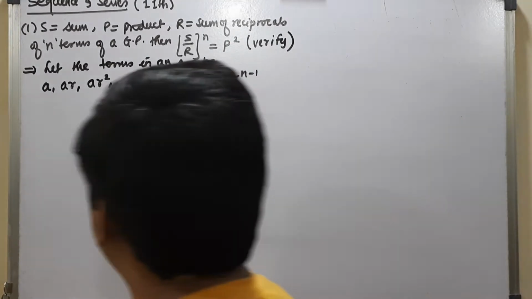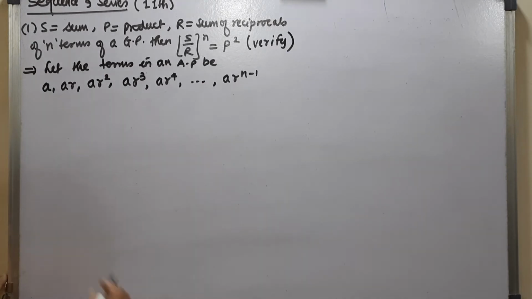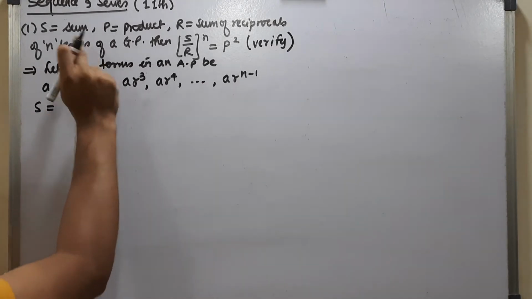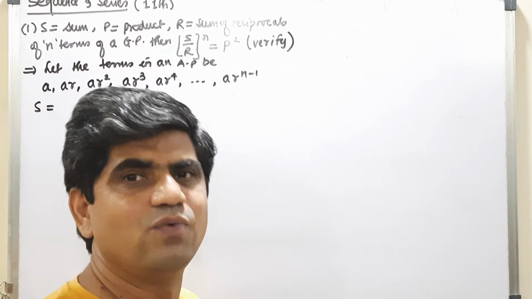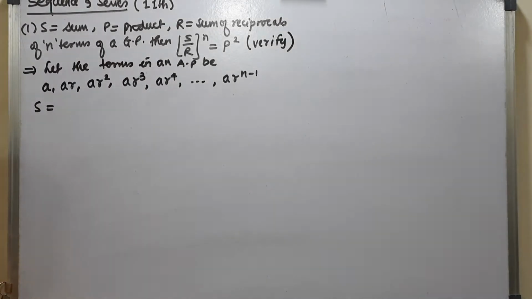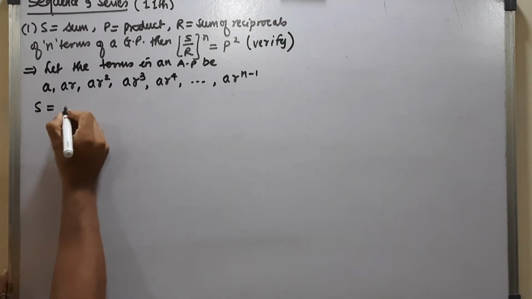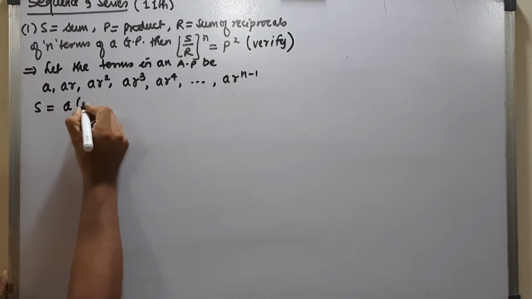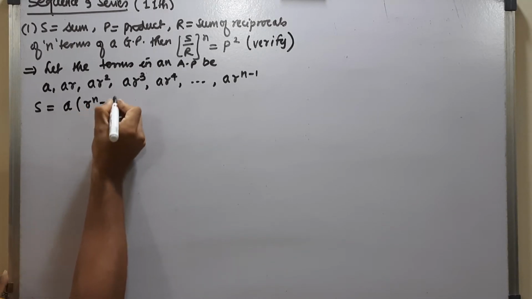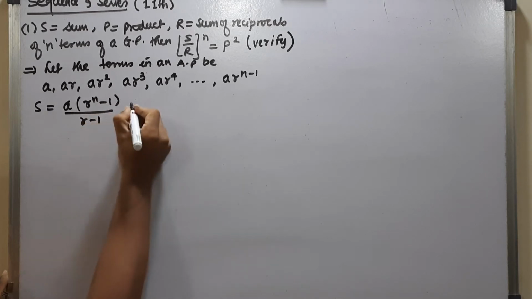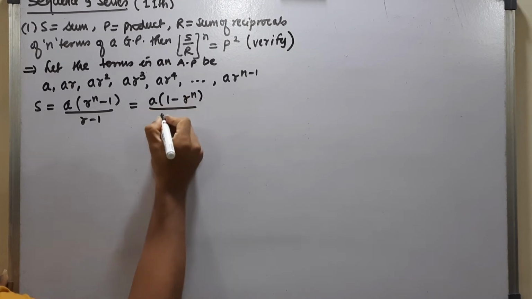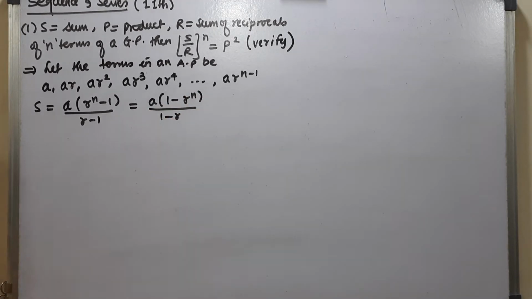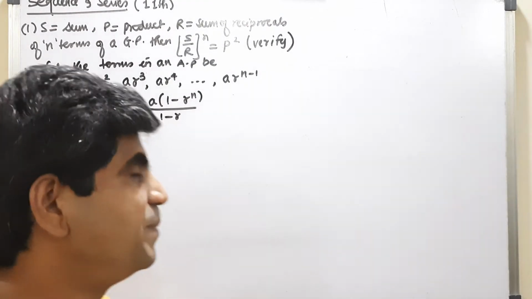So let us find one category, that is first S. S stands for sum of n terms of a GP. Now depending on R, that is R is less than 1 or more than 1, you have two formulas. But here you can take any formula which you want, that is A into R raised to n minus 1 upon R minus 1, or it is A into 1 minus R raised to n upon 1 minus R. This is your sum of n terms of GP.